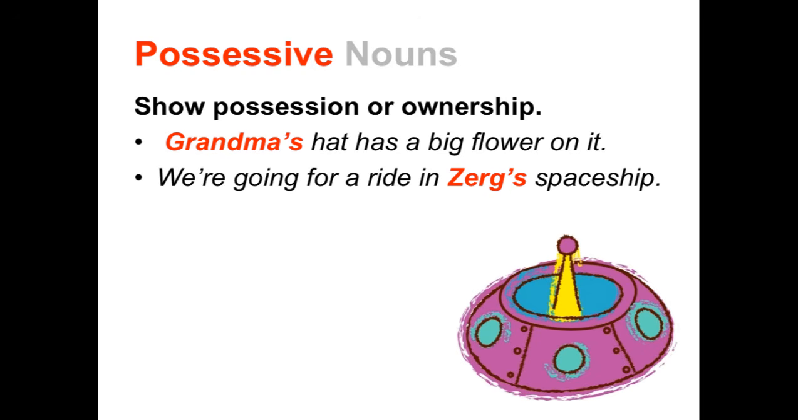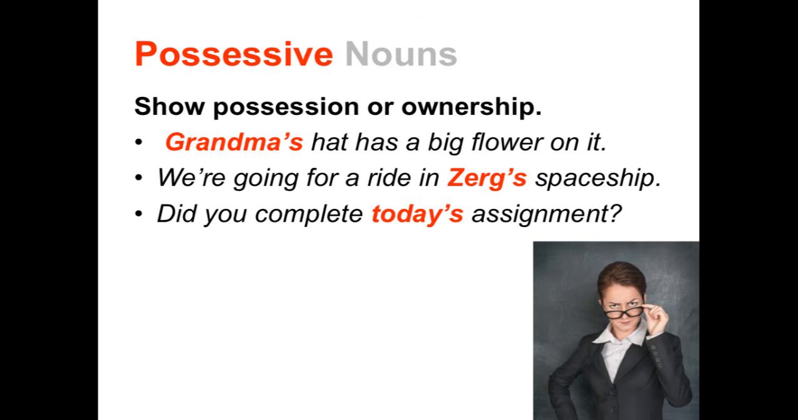We're going for a ride in Zerg's spaceship! Zerg's is a possessive noun, and it's showing that the spaceship belongs to Zerg. Did you complete today's assignment? And today's is a possessive noun, so it doesn't have to be a person that owns or possesses something. In this case, the abstract noun today owns or possesses the assignment.